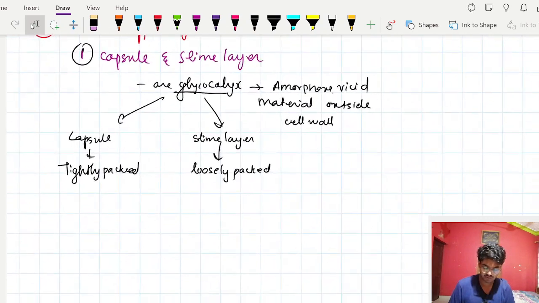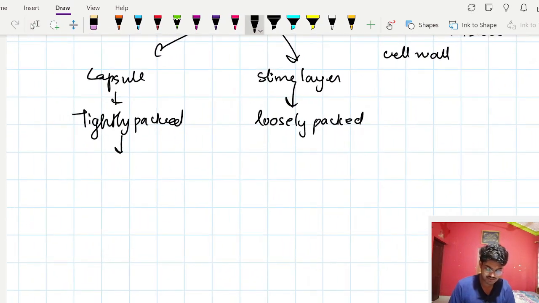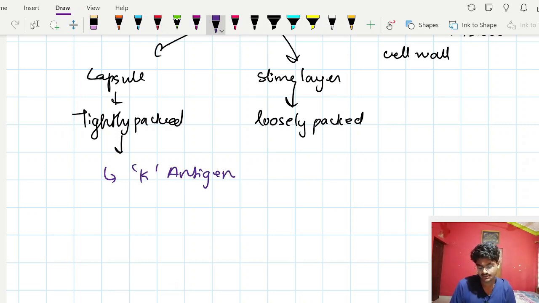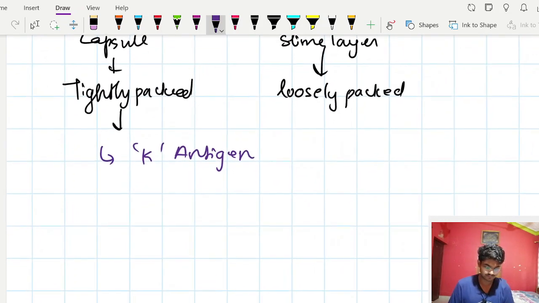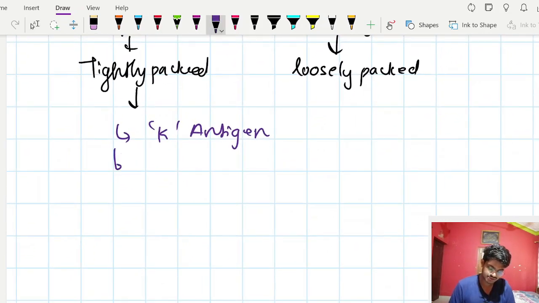We have importance for capsule. So capsules are also known as what? They are also known as K antigens. Capsule antigens are known as K antigens. Now let us discover the function. What are the functions of capsule?